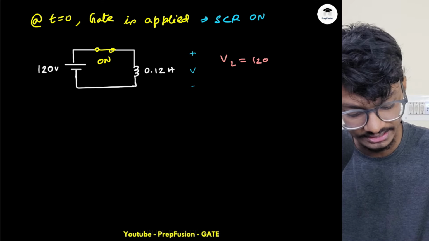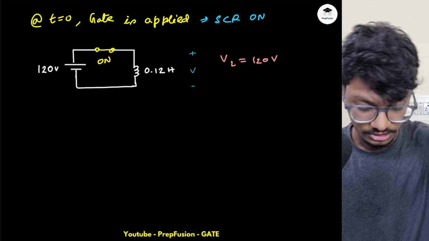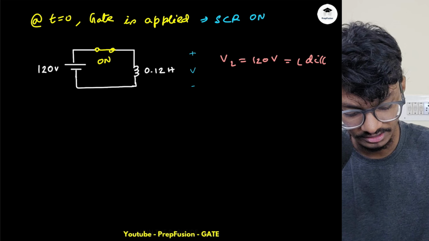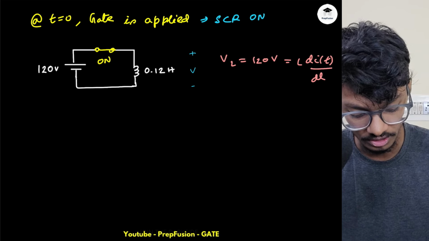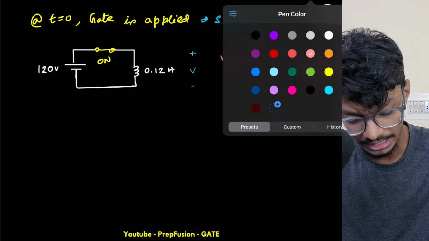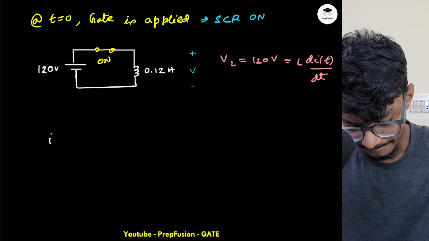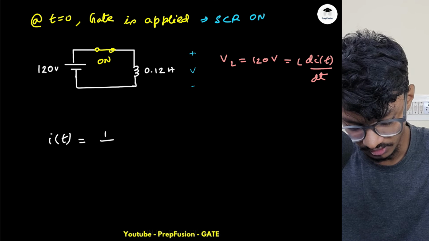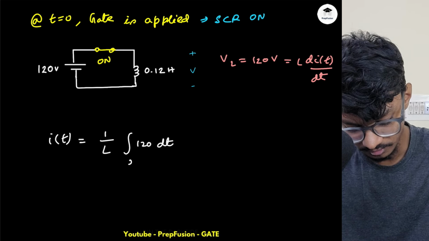It is a constant voltage applied across the inductor. We know VL equals L di/dt. We know what happens when a constant voltage gets applied across an inductor. This you have been taught in network theory. It will be like a ramp function. Still, I can prove it here as well. My current i(t), if I integrate on both sides, is 1 by L integration of 120 volts, which is constant, dt, going from 0 to t.